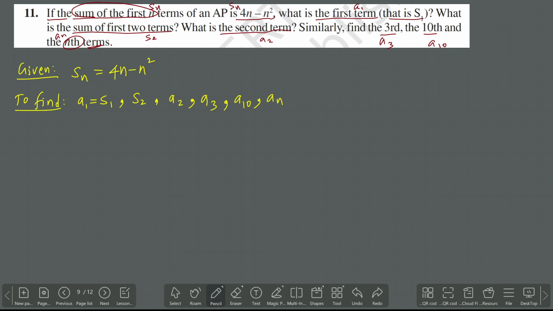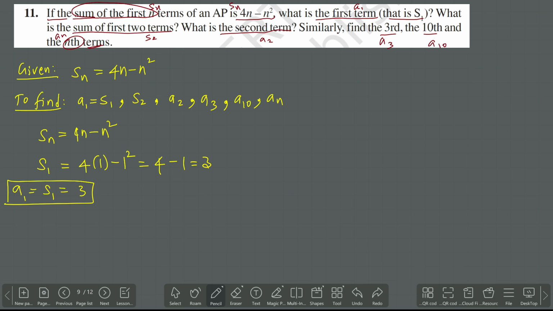What we know? Sn, it's given: 4n minus n square. When I substitute n value 1, what will I get? 4 into 1 minus 1 square, 4 into 1 is 4, 1 square is 1, equal to 3. What does 1 mean here? A1. A1 we got 3. Put a box for this. First one we got.